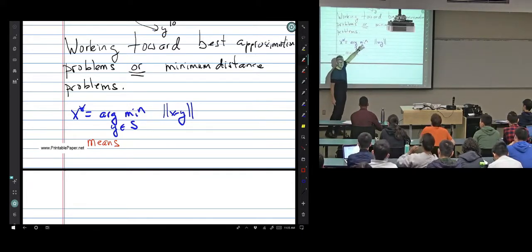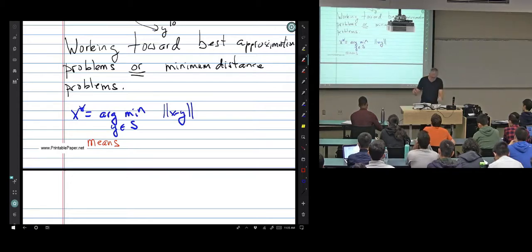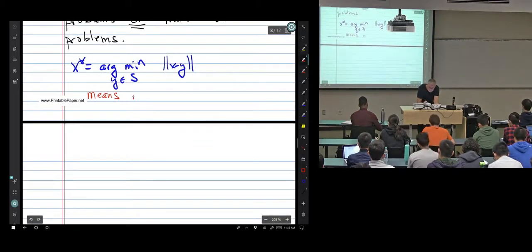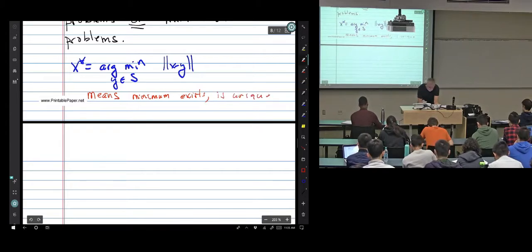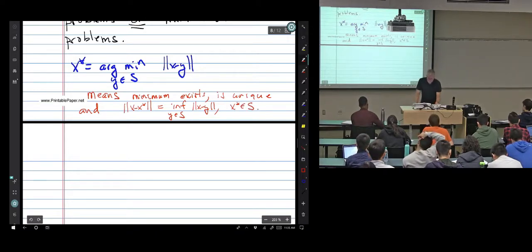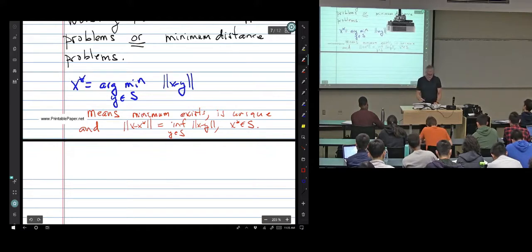No one has ever proven the minimum exists, and no one has ever proven that it's unique, okay? So when you read papers, you have to be careful. So this means the minimum exists, is unique, and X star is the solution of that problem. The norm of X minus X star equals the infimum over Y in S of the norm of X minus Y, and X star is in S. Okay? That's what argmin means.